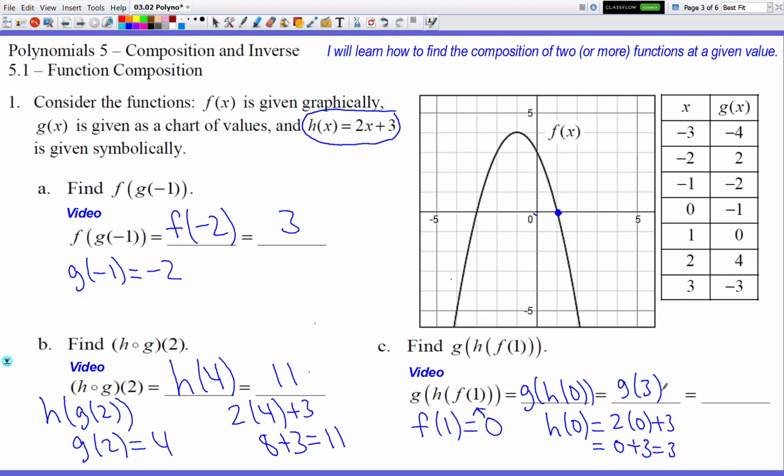Okay, and now I'm going to go to the table called G, and I'm going to look for my x value of 3. So here's my x value of 3 in my table called G. And what does it correspond to? It corresponds to -3. And that's my final answer. Okay? Alright, so hopefully that made sense. You can rewind if you need to, but let's go on to the second problem.